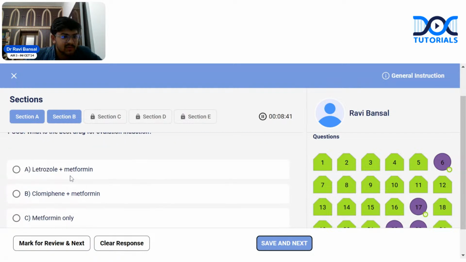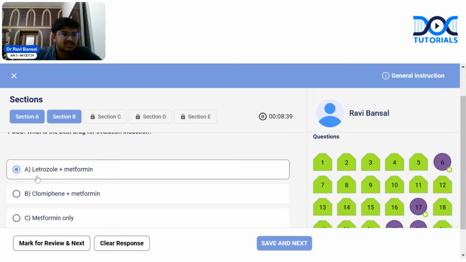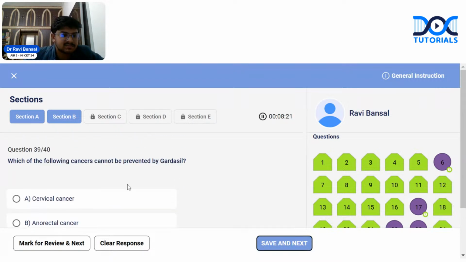For best, I will go for letrozole plus metformin because I have read metformin increases the chance of ovulation induction. Metformin is a wonder drug for PCOD. Clomiphene citrate we also use. Best is letrozole. It is off-label, but it is used. So I will save it.